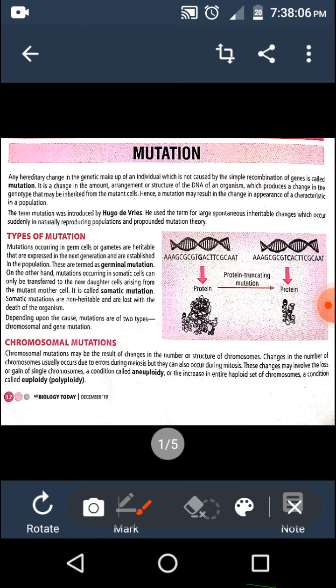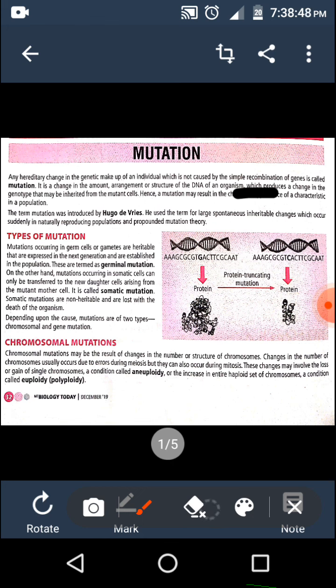Mutation is a sudden change in the genetic makeup of an individual, or any hereditary change in the genetic makeup of an individual, which is not caused by the simple recombination of the genes. This mutation may change the arrangement or structure of DNA, or it may change the number of chromosomes. In this way, mutation will happen in an individual.